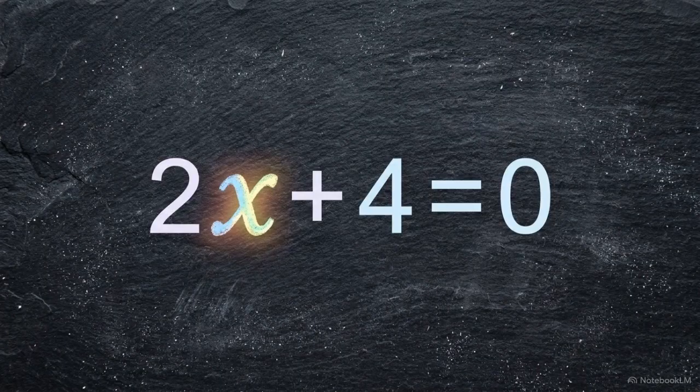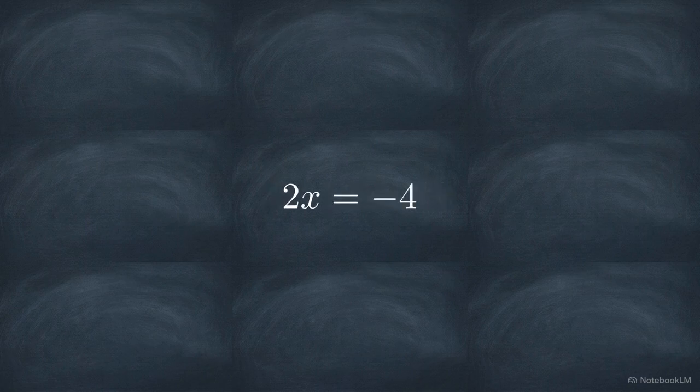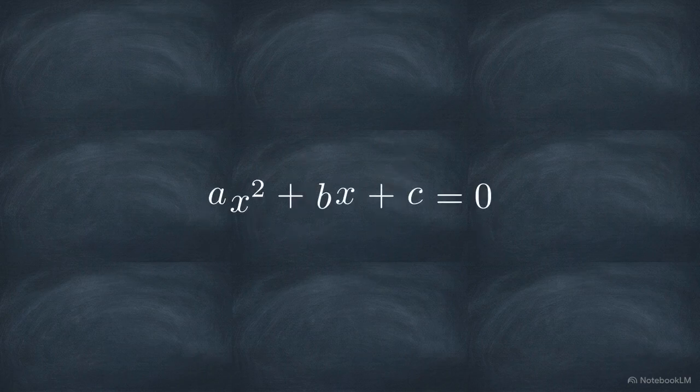Solving for an unknown variable is usually straightforward. Take a simple linear equation, like 2x plus 4 equals 0. You subtract 4 from both sides, divide by 2, and the numbers strip away. The variable x is perfectly isolated, but look closely at the quadratic equation.